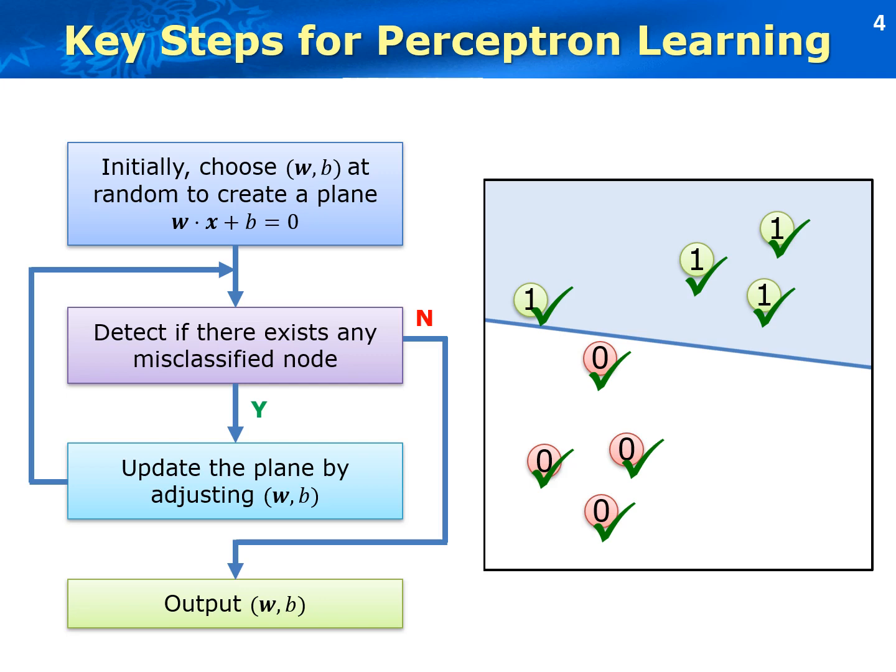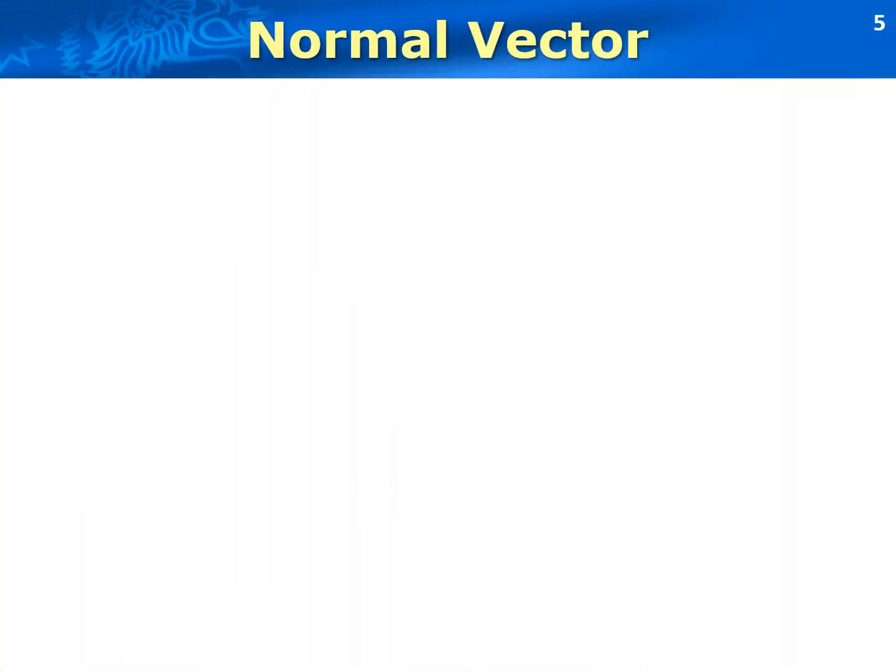Throughout the learning process, we see that there are 2 steps which are very important. One is how to detect if there exists any misclassified node. The other is how to adjust the weights and the threshold value to update the plane. Let's first look at the detection of misclassified points. Before detailing the detection method, let's first revisit some geometry.